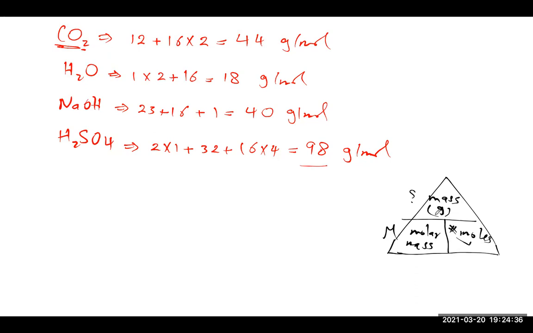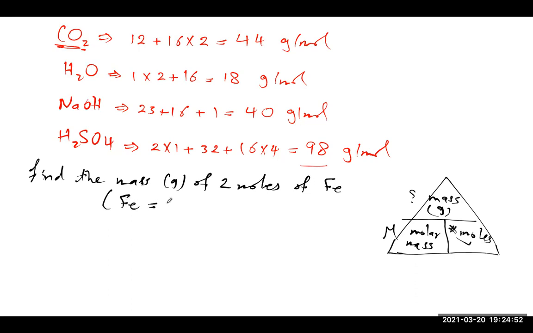Okay, let's take an example here. Find the mass in grams of 2 moles of Fe, and he will write between brackets that the molar mass of Fe is equal to 56 grams per mole. So it means that I need only 2. This is the molar mass, and this is the number of moles.